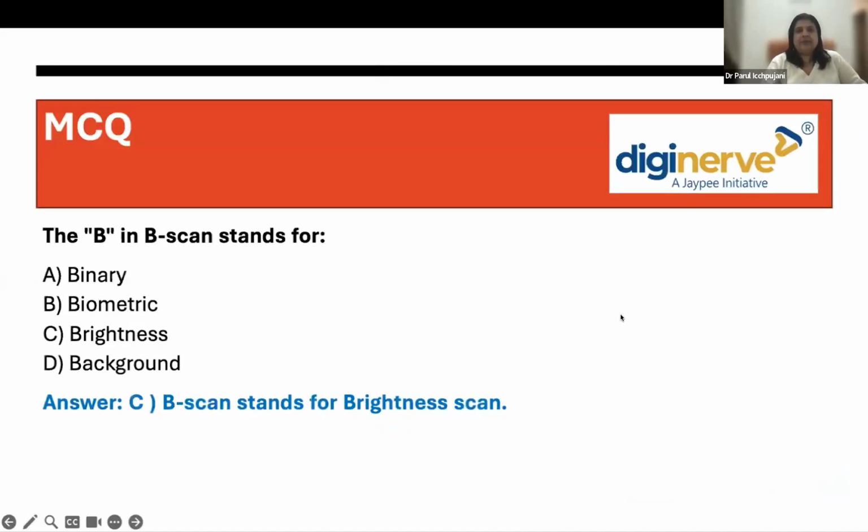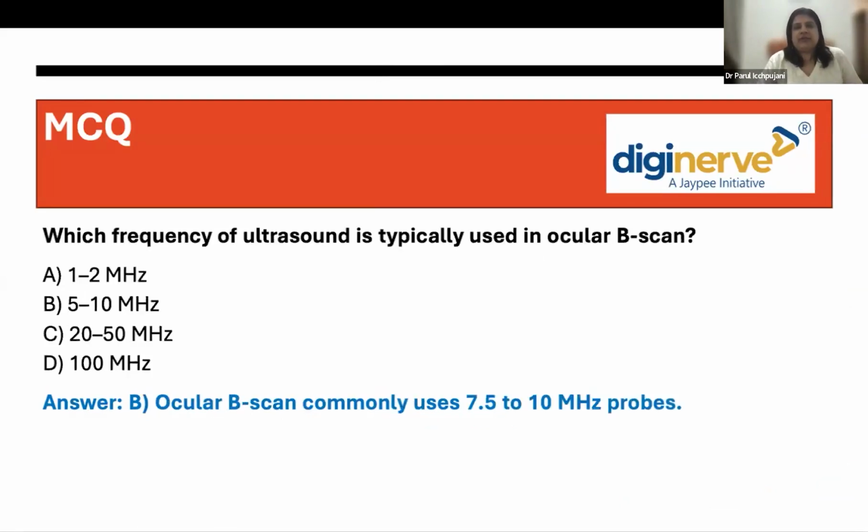So you can get a question like, the B in B scan stands for binary, biometric, brightness, or background. As I've already mentioned, B scan stands for a brightness scan, and A scan stands for an amplitude scan. Which frequency of ultrasound is typically used in an ocular B scan? 1 to 2 megahertz, 5 to 10, 20 to 50, or 100 megahertz. The correct answer is about 7.5 to 10 megahertz.